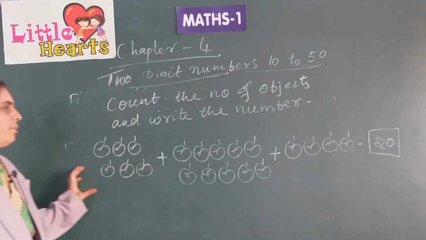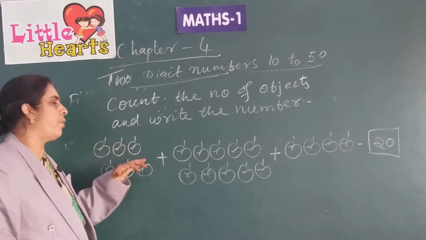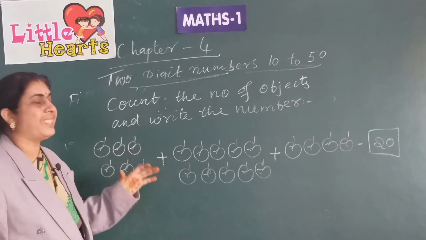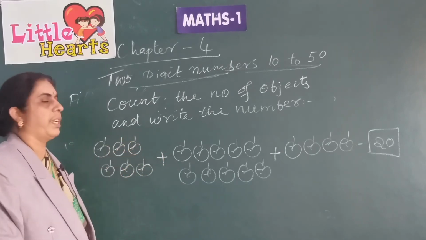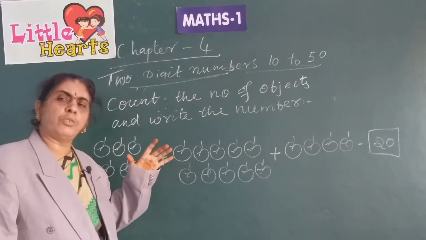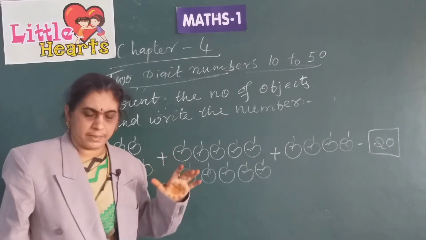So in this way you should be able to count the number of objects after 9, and you should be able to write the number. Just that is for forward counting, and you should learn the order of numbers from 1 to 50 like this.